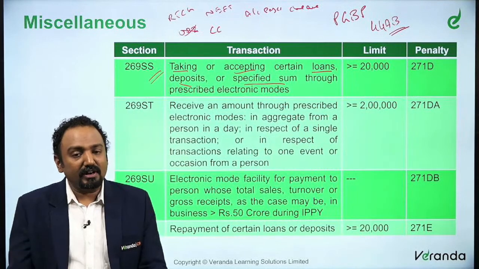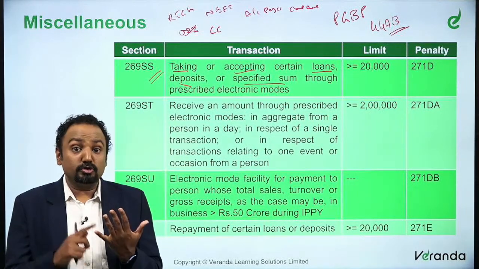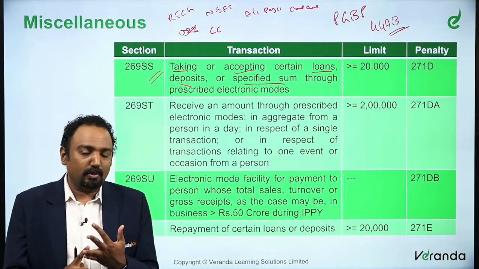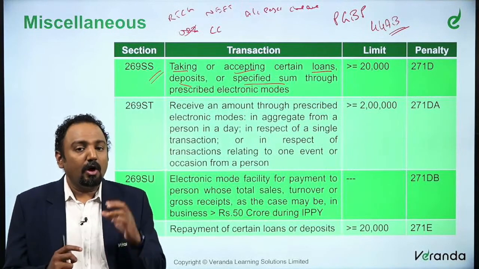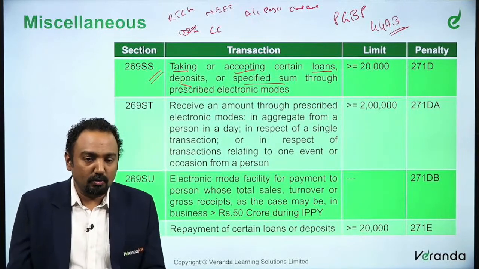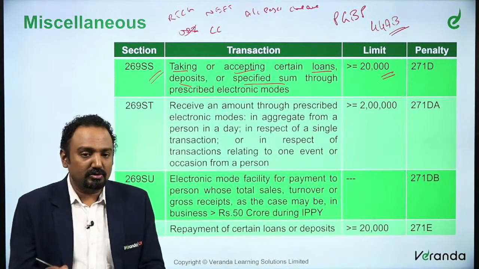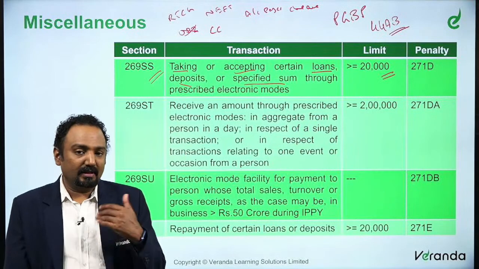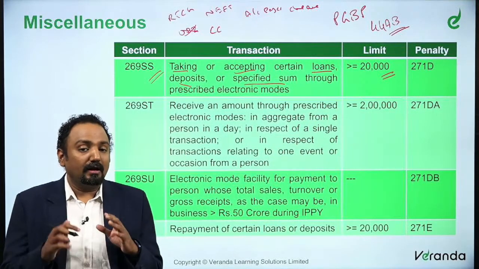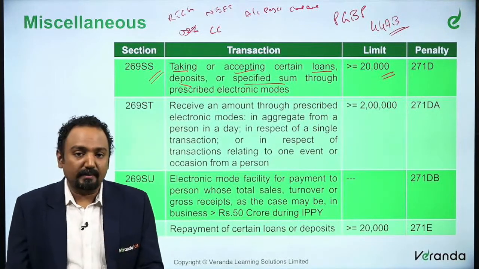Now, in this electronic mode of payments, you are supposed to take a loan, accept a deposit, or accept a specified sum only through these prescribed electronic modes if the amount is greater than or equal to 20,000. So, any amount of 20,000 or above should be only through this prescribed electronic mode.